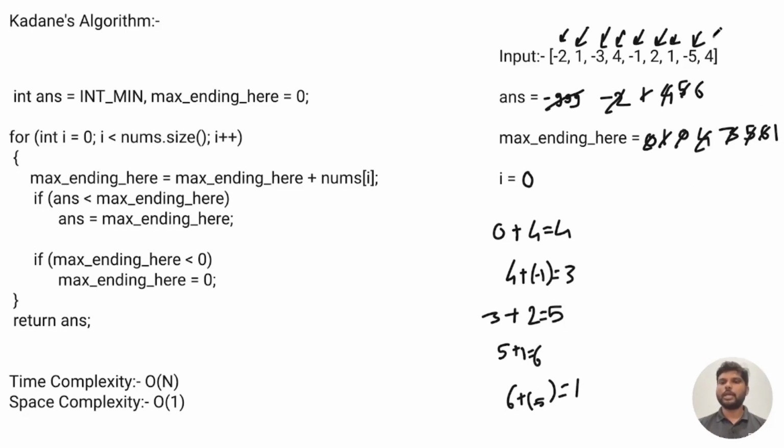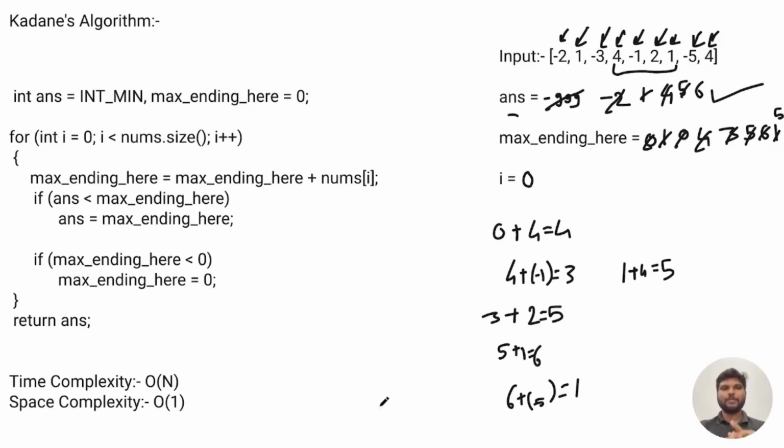So we go to the next number. Now we calculate the new max ending here, which is 1 plus 4, which gives us 5. So we assign 5 to the max ending here. And is answer less than max ending here? No, that's not the case. Neither is max ending here less than 0. Okay, so finally we return answer, which is 6. And if you remember, the sub array which gives us the 6 answer was this one, 4 -1 2 1. So hope you are clear with the step-by-step iteration of this algorithm.